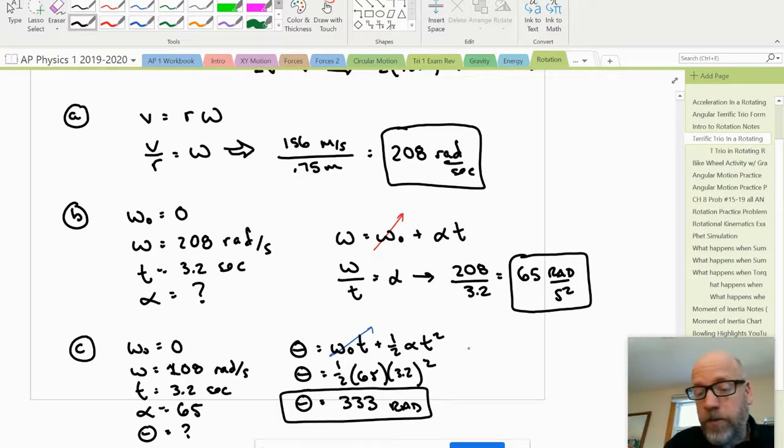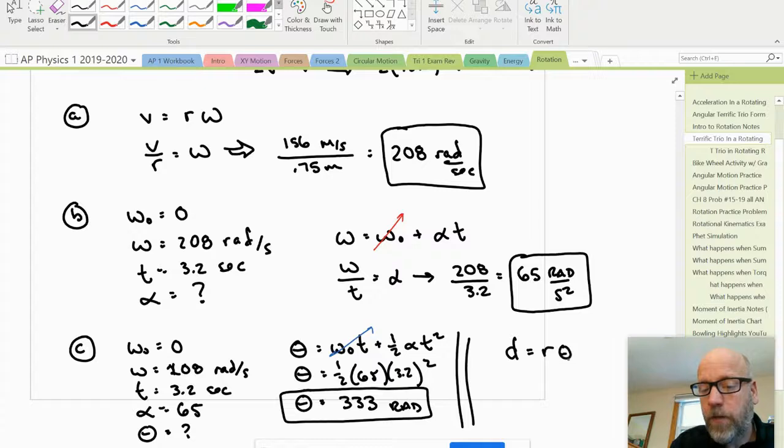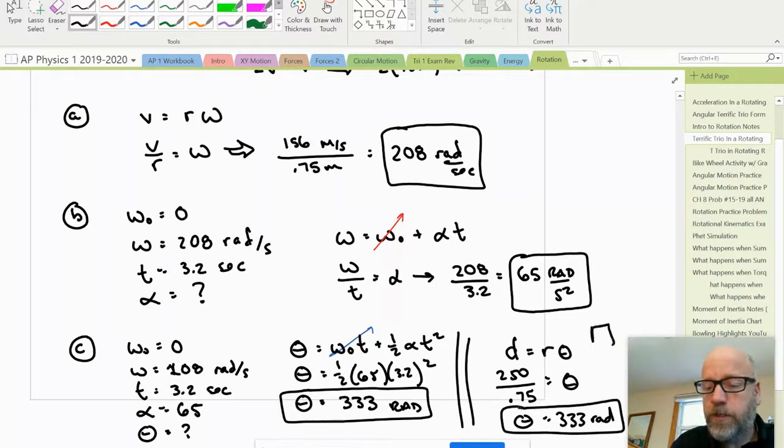Now, I also could have just said d equals r theta, and since it traveled 250 meters, 0.75 is the radius. You know what you get? 333 radians. Check, check.